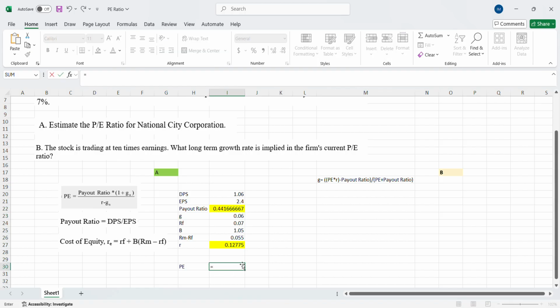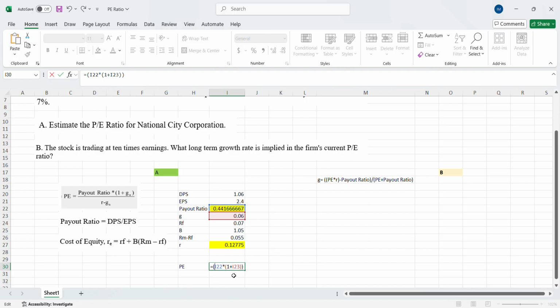Now let's plug all these values in the price earning ratio formula. So in the numerator there is a payout ratio, right? So our payout ratio is here. So just click on that, and then multiplication, we put multiply, and then parenthesis 1 plus, we are just going with the same as it is in the formula, right? So for G, then click on the G. Okay, so this is our numerator, so we close it by putting parenthesis.